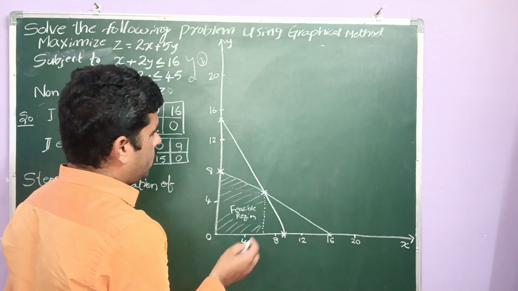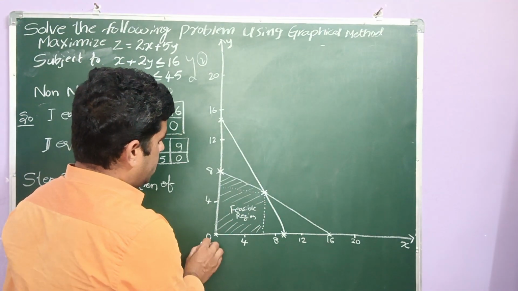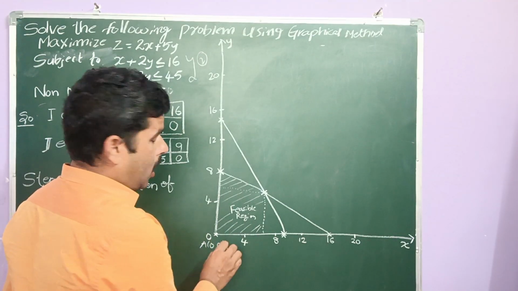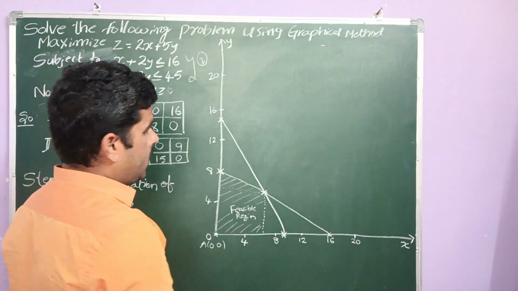Okay, so observe carefully. See, this is the first, A is equal to x is 0 and y also 0. The corner points we need to find out here. The next one is B here.